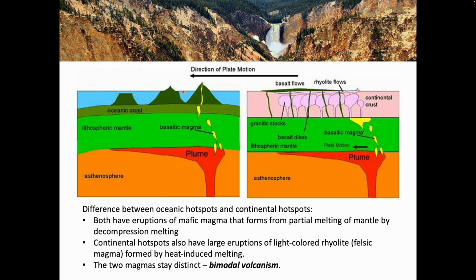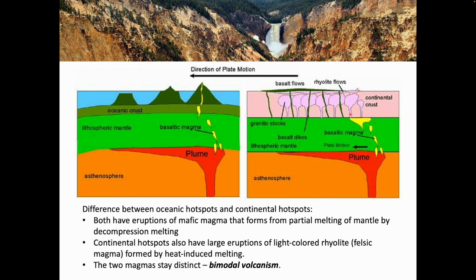The primary difference between oceanic hotspots and continental hotspots is the chemistry of the magma and what happens in the crust as this basaltic magma rises through it. You get two very similar things in both, in that you have a trail of older volcanoes in the direction of the plate motion, leading away from the hotspot. On the left, you have your oceanic hotspot leaving a trail of volcanic islands. On the continental hotspot, you have a trail of solidified magma chambers extending away from the head of your mantle plume. Both continental and oceanic hotspots have eruptions of mafic magma, formed by partial melting of the mantle by decompression melting.